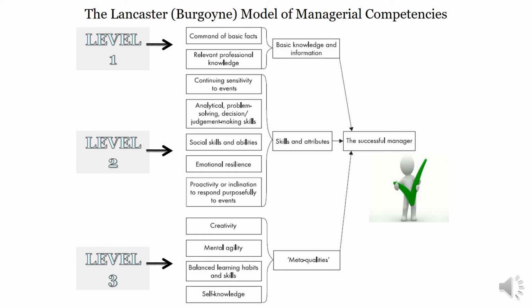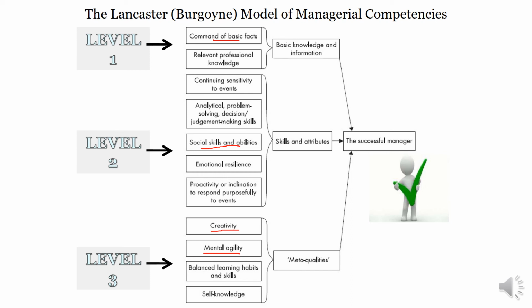You look at it, different levels of employees that we are talking about. Level one would be having a basic command over basic facts, whereas level two would be all about social skills and abilities, all about people management skills, and level three would be all about managerial creativity, mental agility. Now these are the things that go around it. Level one is basic relevant professional knowledge, continuing sensitivity of events, analytical skills, probably mostly everything which is on the ground level and routine based.